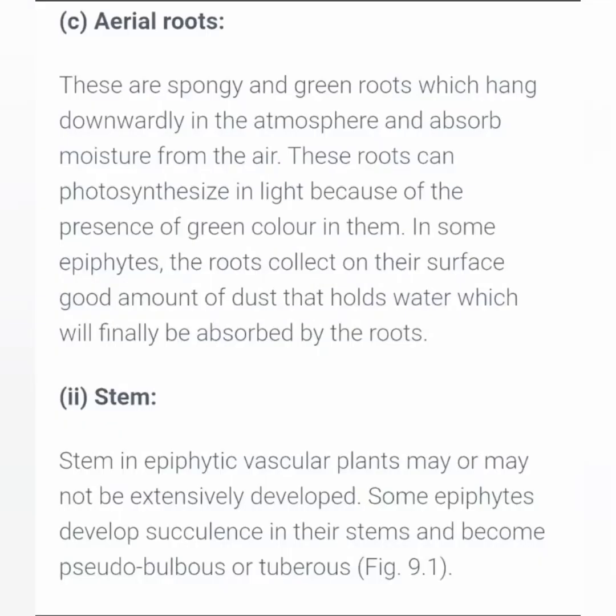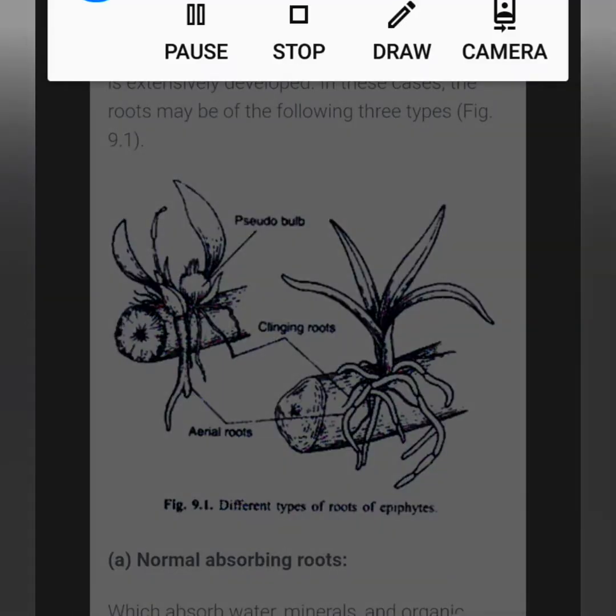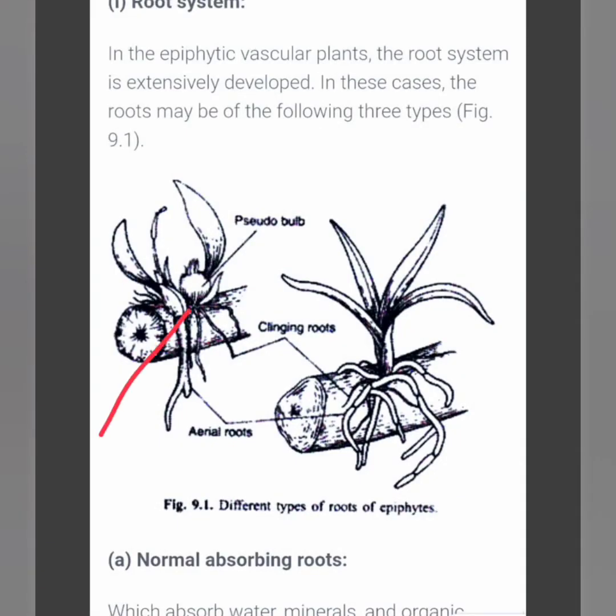Okay, next is the stem. Now, the stem in epiphytic vascular plants may or may not be extensively developed. And some epiphytes develop succulence in their stems. Okay, so the stem becomes pseudobulbous or tuberous. I hope you understand those stems which have become tuberous, just like this one. You can see here a pseudobulb. Okay, it's like a bulb.